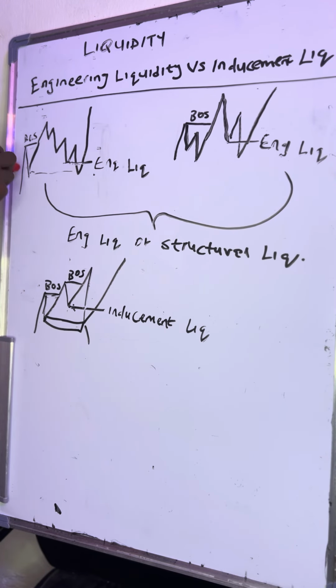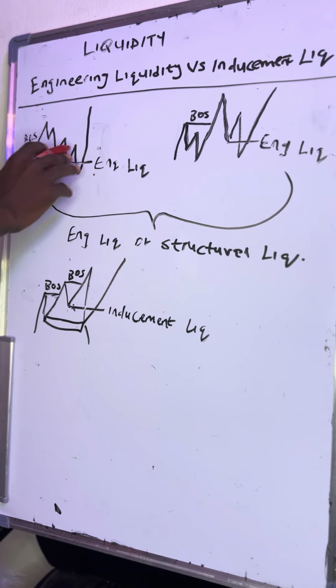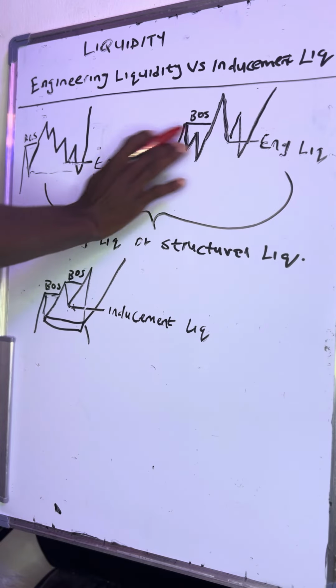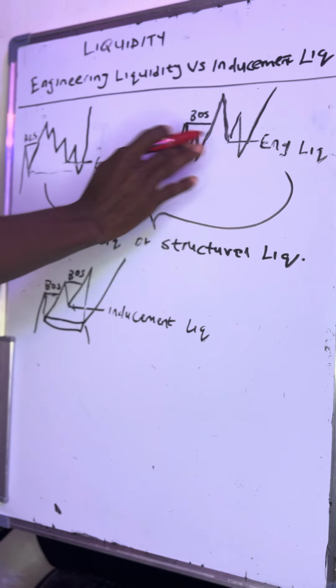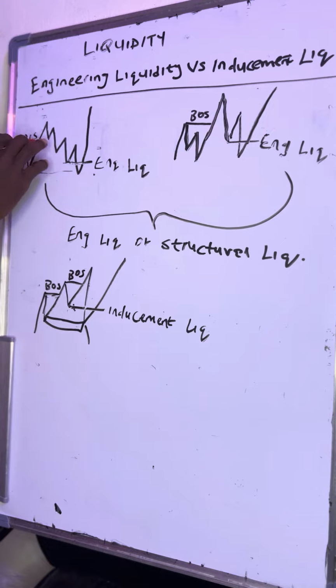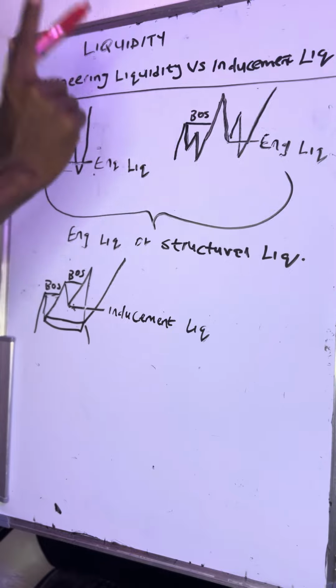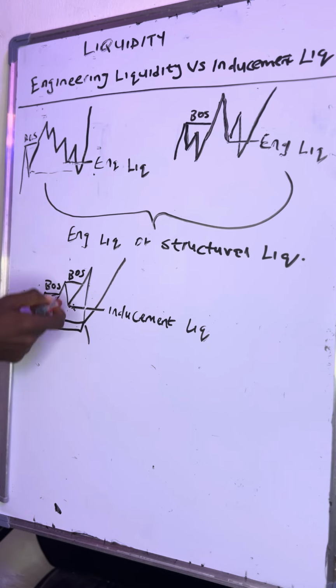If you notice here, these are similar structures. This one has the first break of structure and this one has the first break of structure, which is one break of structure. But in the inducement liquidity, if you notice, it has a double break of structure.